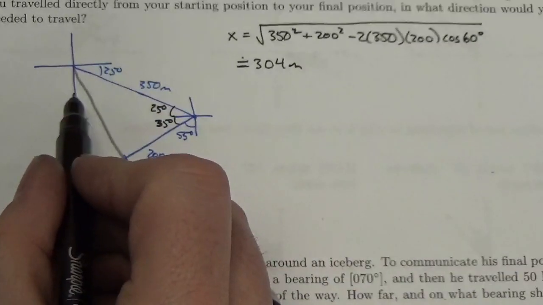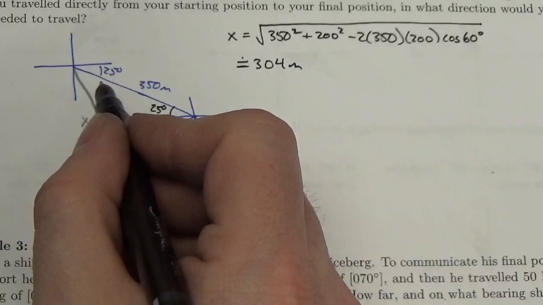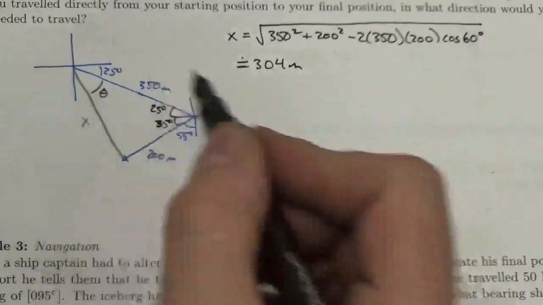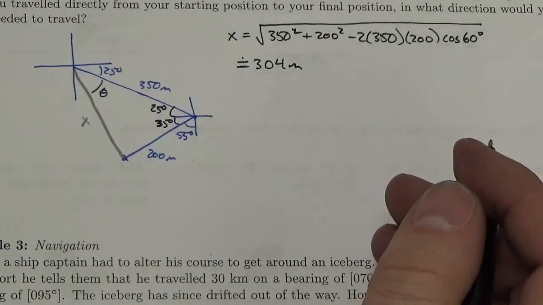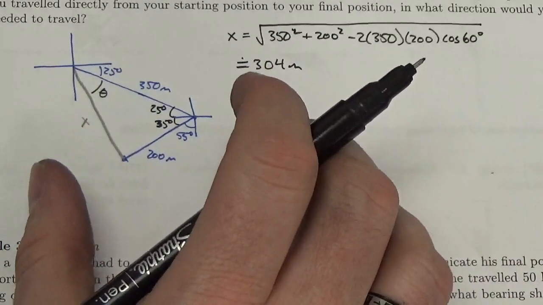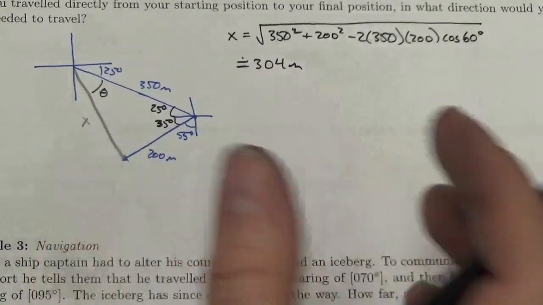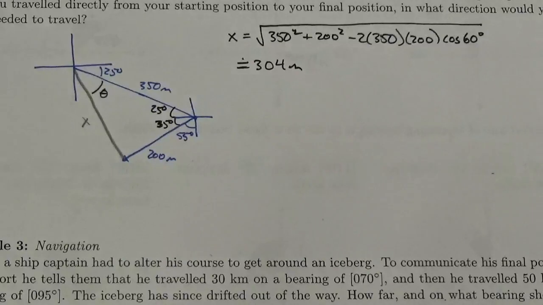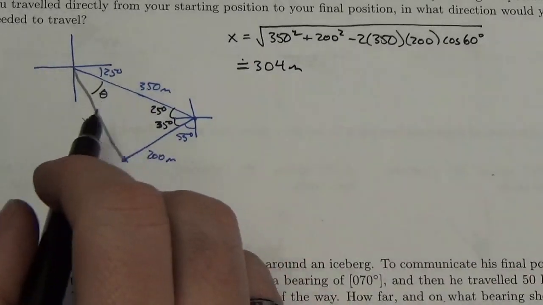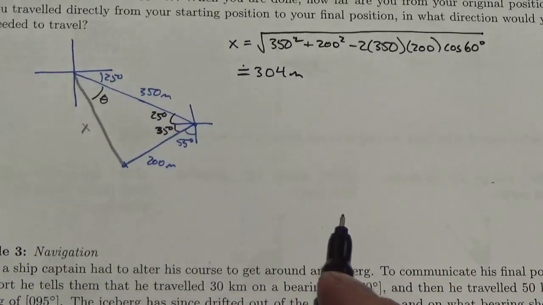Well, I'm not going to have the ability to figure out what that angle is, but I should be able to figure out what this angle is. Let's call that theta. I should be able to figure that out, and I could do one of two things. I could use the sine law, or I could use the cosine law.